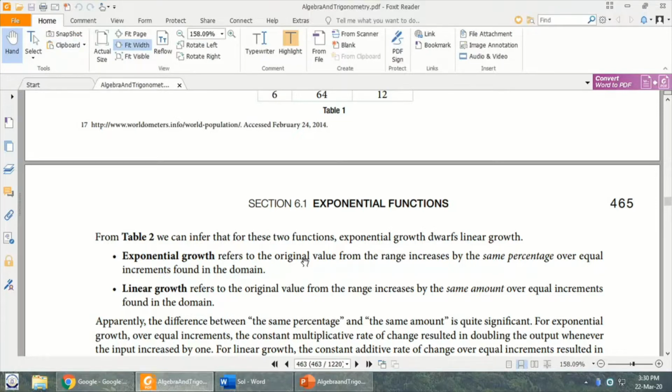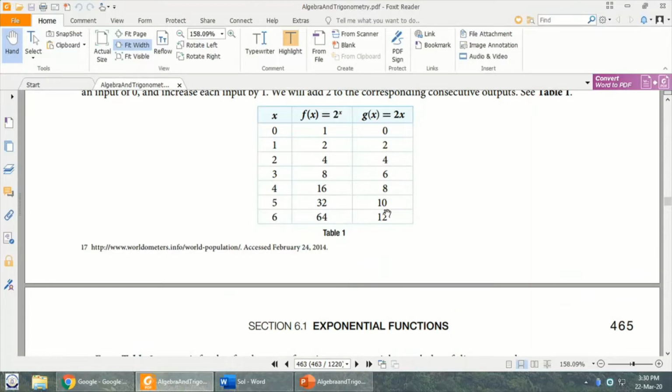Linear growth refers to the original value from the range increasing by the same amount over equal increments. Now this is an incremental value. Why? Because you have 0 and then you have 2 into 1, so just one time instead of a 100% change. And this is 2 times in this case, but in the linear function it is just twice. Instead of saying it's twice of that, you just multiply it by 2. So it's basically 4 plus 4 and you get 8.